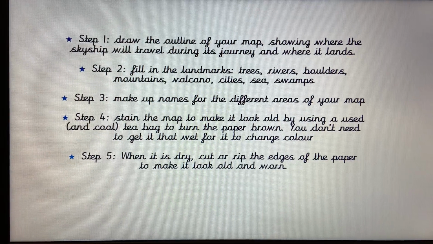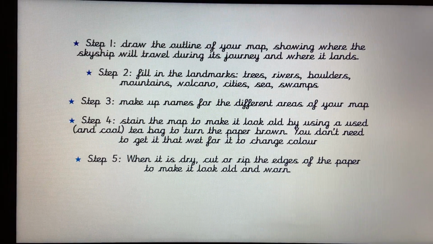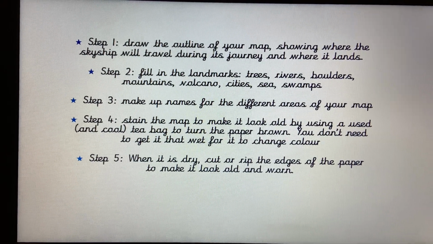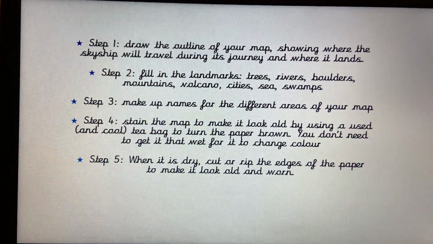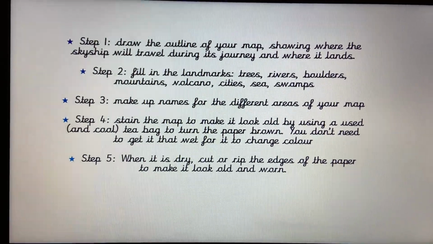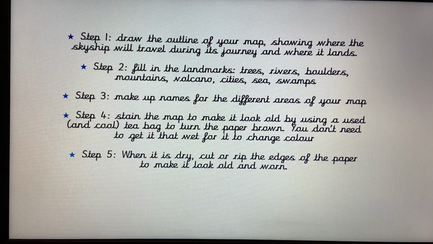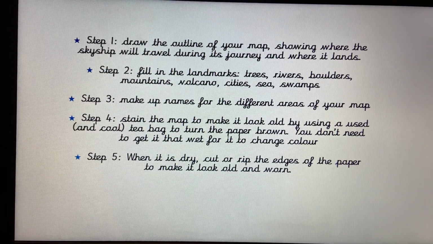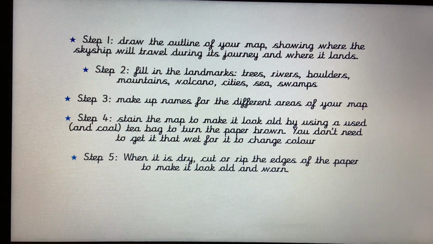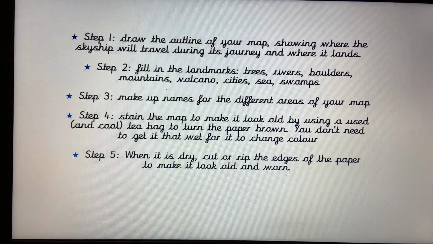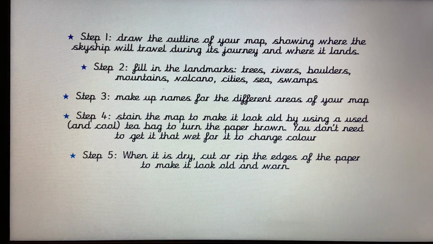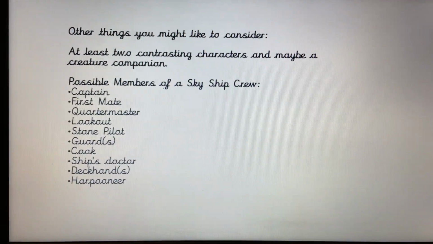You could stain your map to make it look old by using a used and cool tea bag, which will turn the paper brown. You don't need to get it that wet for it to change colour, so it can be a pretty dry tea bag. When it's dry, cut or rip the edges of the paper to make it look old and worn. It would just be a really lovely touch to have, and we could also send those onto our blog challenge alongside the pictures of our sky ships, which obviously they're setting up a Padlet for that. And it'd be great if we could get some more work shared with them.